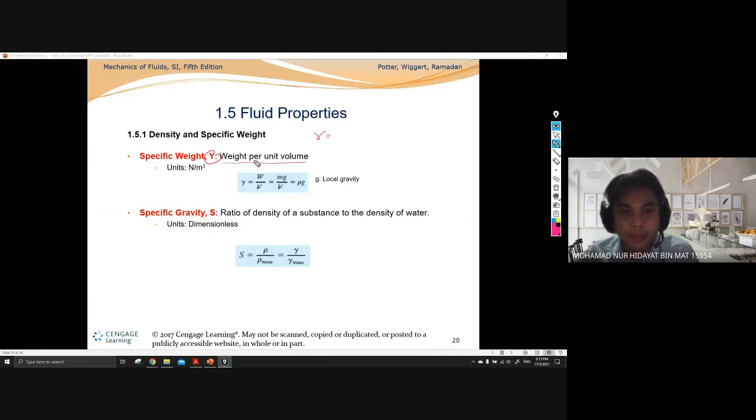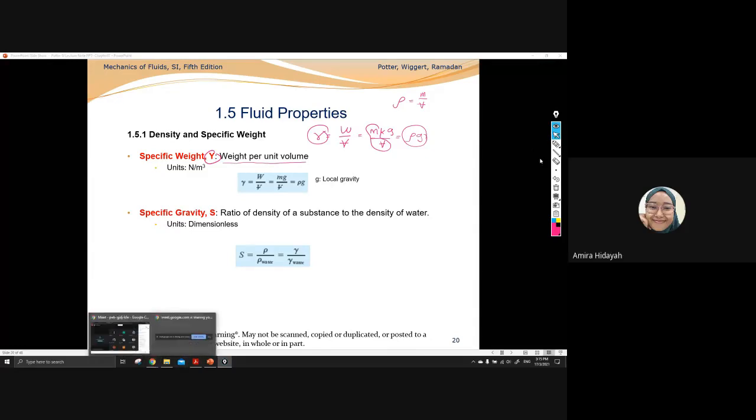The definition is weight per unit volume. So, what is weight? Weight is mass multiplied with gravity, over volume. We know that mass divided with volume is density. That is why we replace mass and volume with density, gravity. Okay, so specific weight is actually rho g. Everyone? Yes, sir.